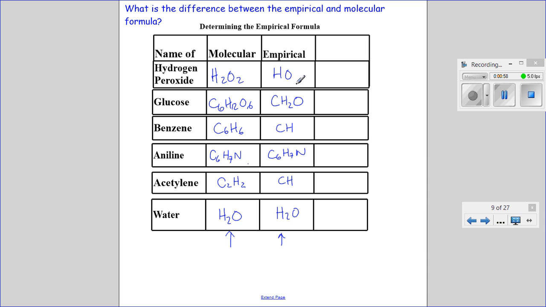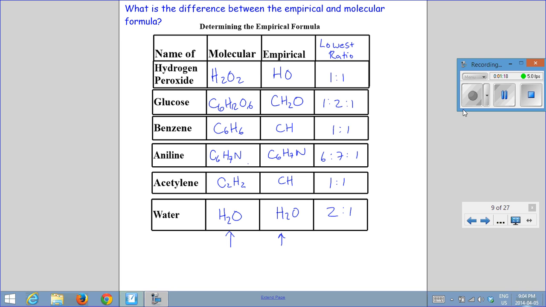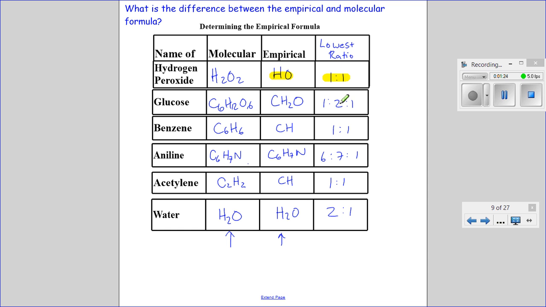Now, when we look at the empirical formula, we see that some have changed. Glucose, hydrogen peroxide, and benzene changed; aniline did not change, and water did not change. Now, what could the empirical formula be relative to the molecular formula? Well, maybe this will help. If you haven't figured it out, let me show you the lowest ratios of each one. If we look, we can see that the lowest ratio is what represents the empirical formula. And this explains why some did not change. For example, aniline did not change, and water did not change, and the reason why is because they're already in their lowest ratio.